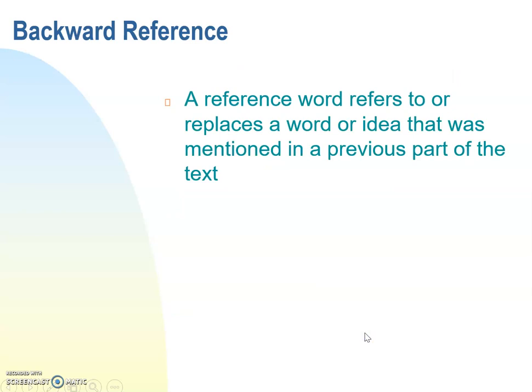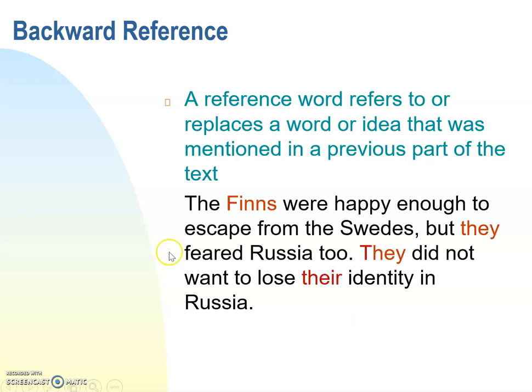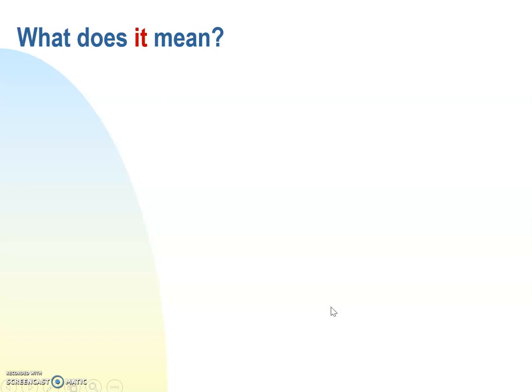And usually these words refer to something that was mentioned previously in the text. Just like we were talking about a university education, that was mentioned before the word it. Let's look at another example. The Finns from Finland were happy enough to escape from the Swedes, but they feared Russia too. They, the Finns, did not want to lose their, Finns', identity in Russia.